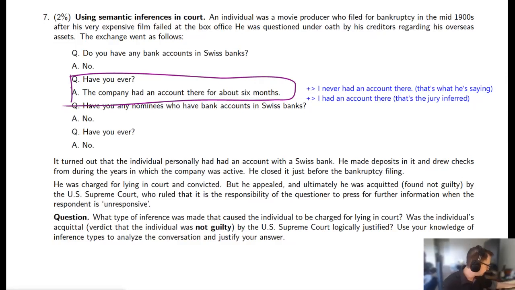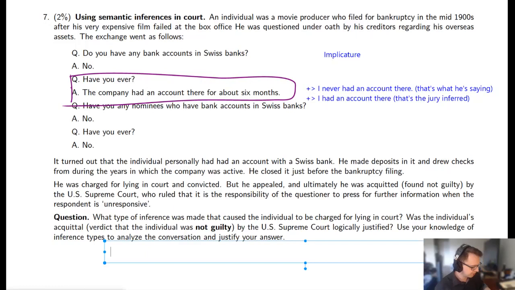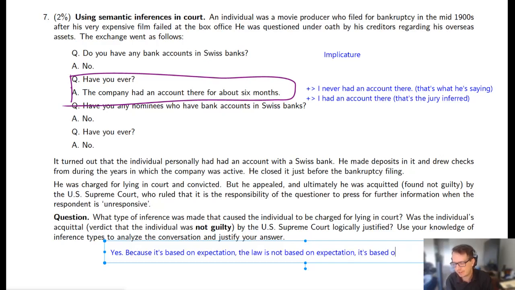So the overall idea is, first of all, what type of inference was it? It was an implicature. And was it logically justified for the acquittal? The answer here is yes. And the answer why it's yes, in terms of the law system, and I'm no lawyer, so I'm not 100% picky about this, of course, and none of us are lawyers. But because it's based on expectation, the law is not based on expectation. It's based on facts and confessions and evidence.